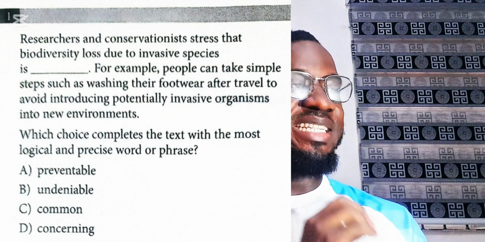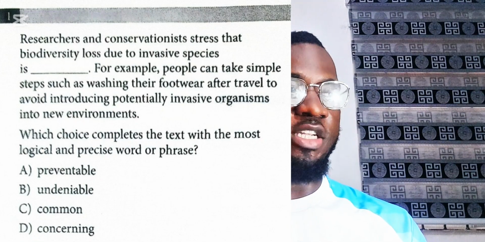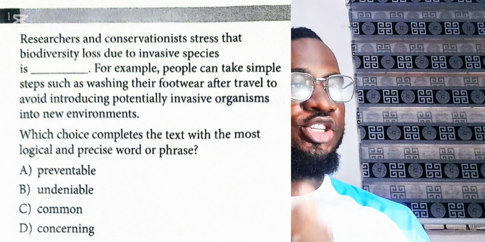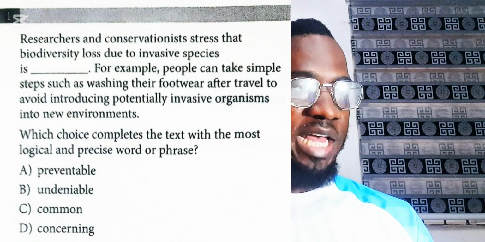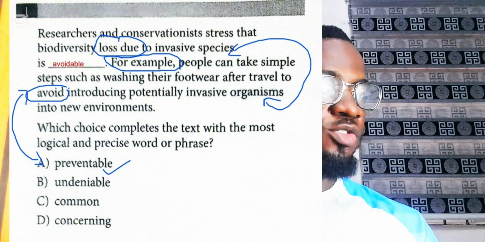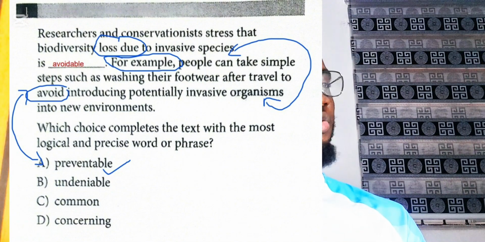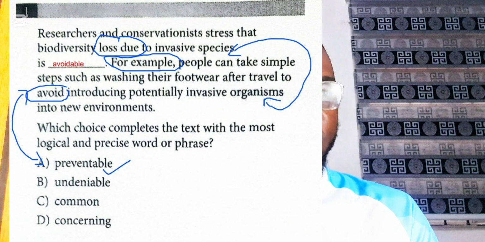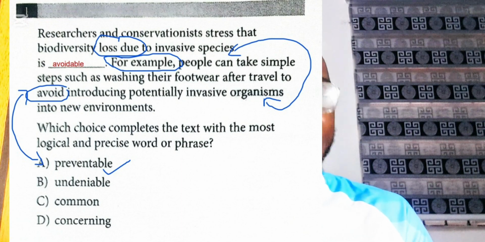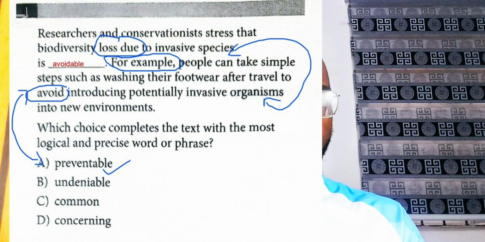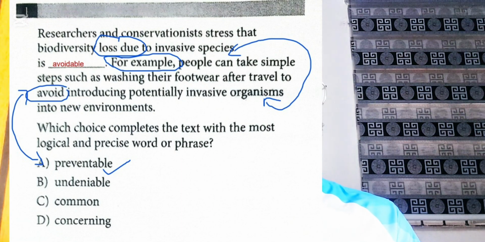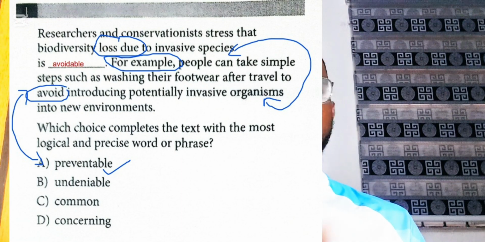For example, people can take simple steps, just washing their footwear after travel, to avoid introducing potentially invasive organisms into new environments. So my essential words here: avoiding introducing. So taking simple steps like washing footwear so as to avoid introducing invasive organisms. Definitely, sometimes even the word you need for your answer is a synonym of the word mentioned after or before the blank. So this biodiversity loss is avoidable. Simple. So see how I was able to make that prediction from understanding the context. And what is synonymous with the word avoidable from the options? Preventable. Perfect. We have an answer.